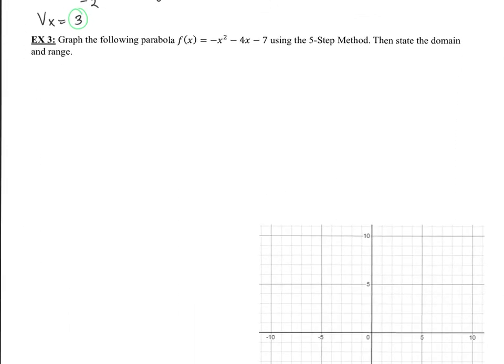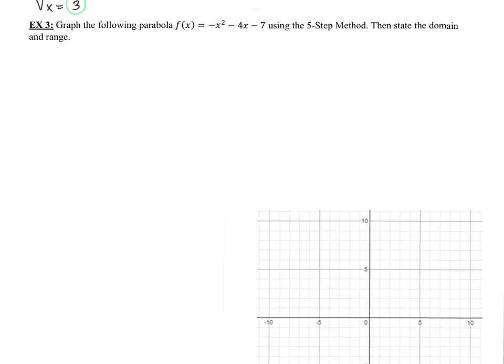Example 3, graph the following parabola f of x equals negative x squared minus 4x minus 7 using the 5-step method. Then state the domain and range. Okay, what is the 5-step method? Well, don't worry, I'll explain it to you. The 5-step method is not necessarily required, but it is a good way to remember all the information that I will be looking for on an exam. The information in the 5 steps is what I will be looking for when I grade your work. So the easiest way to show all the work that I'm looking for is to just follow the 5-step method.